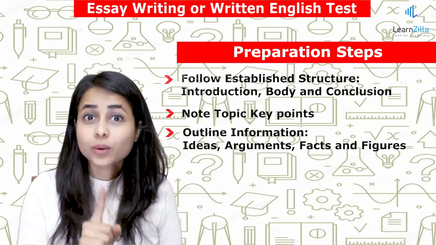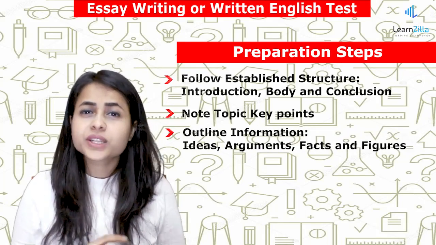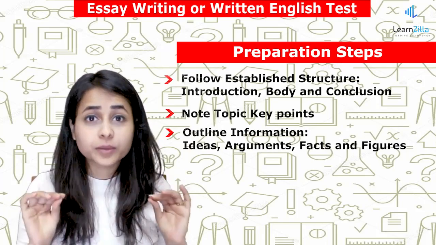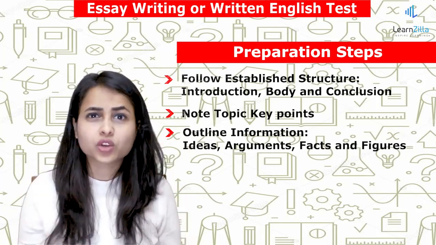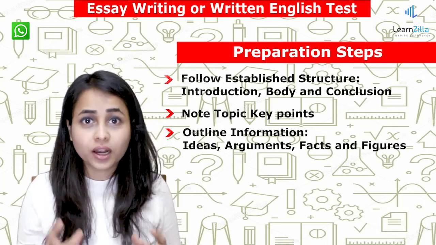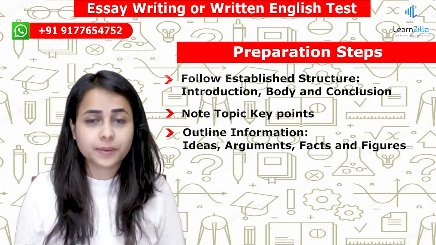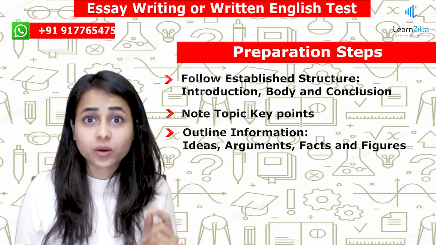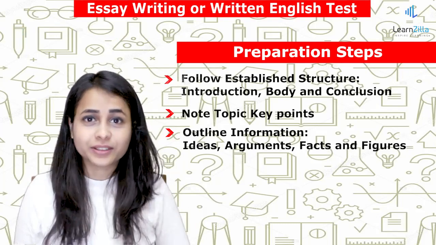Number 3 is outline important information. So it is really advisable that you make a bullet point of all ideas, arguments, facts and figures that you recall that you want to quote in the body of the essay. This will also help you keep in check with the given time limit and the word count.